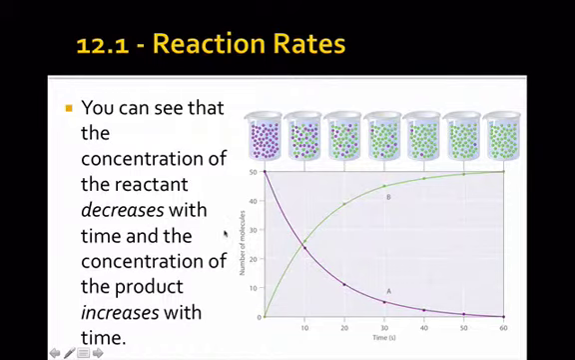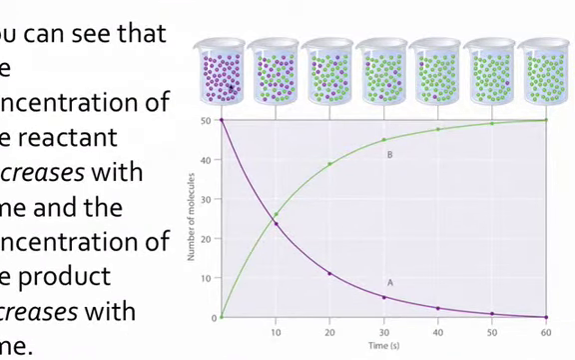All right, moving into chapter 12, it's reaction rates. You can see that the concentration of the reactant decreases with time and the concentration of the product increases with time. So if we're looking here, our reactant is the purple, and then our product is the green. Initially, we don't have any of the product, and that's why it's at 0. And if we look in the beaker at 0 seconds, you can see there's no green. All we have is purple, all the reactants.